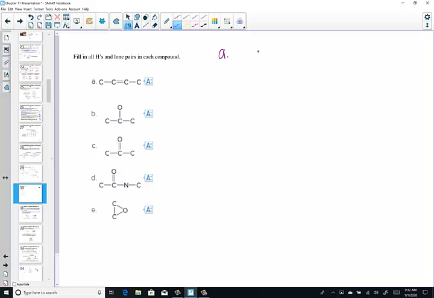Letter A. I have a carbon to carbon single bond, to a double bond, back to a single bond. We need to fill in hydrogens to complete each octet. Remember the rule, carbon has no lone pair electrons, but it does require four bonds. So just to number these carbons so we can keep track, that's a four carbon chain.